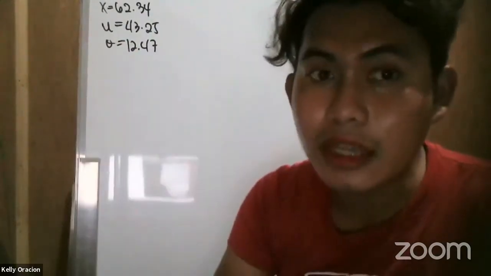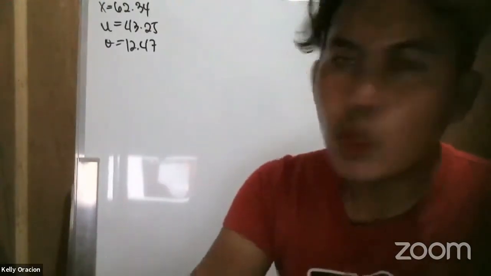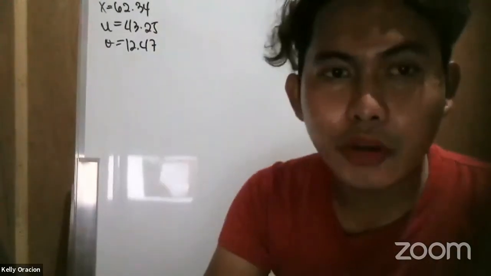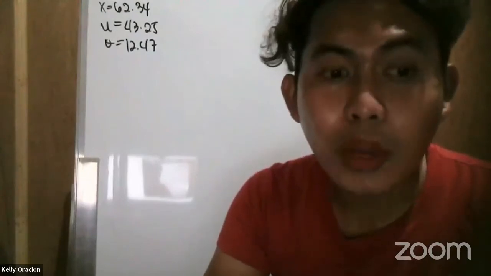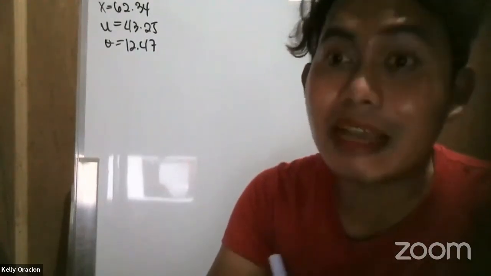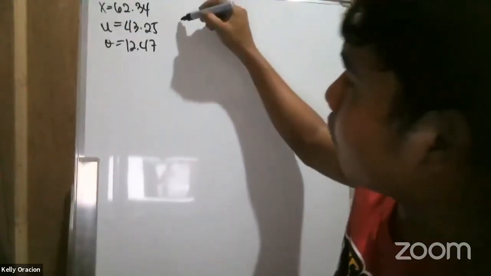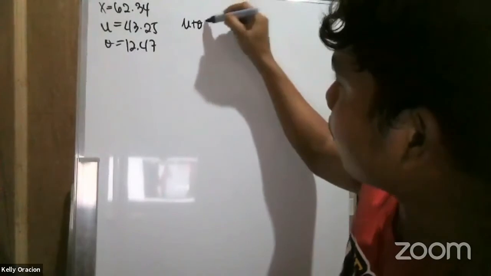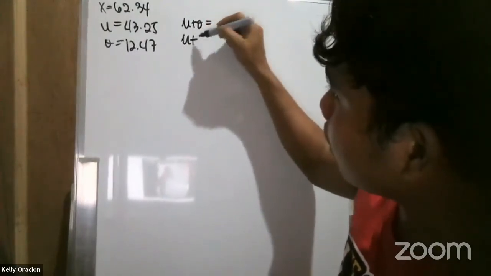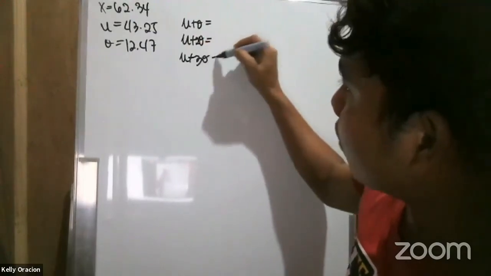The question is, we need to identify first if it is above or below. Now, your mean is 43.25. Your X is 62.34. What do you think? Above or below? That is very good. Above. So we are going to use the above: one standard deviation above the mean, two standard deviations above the mean, and three standard deviations above the mean.